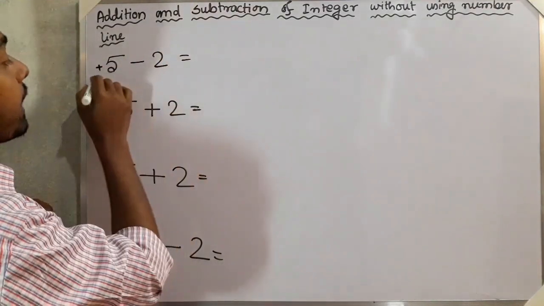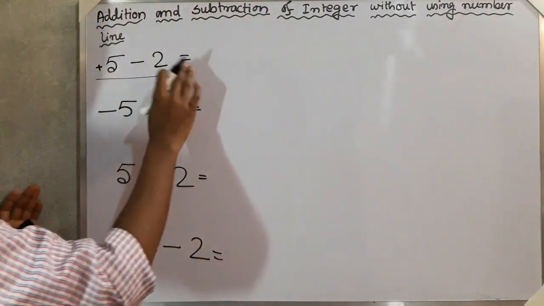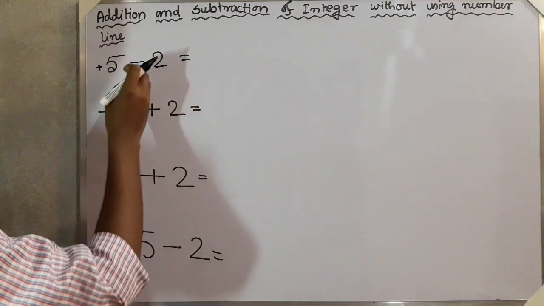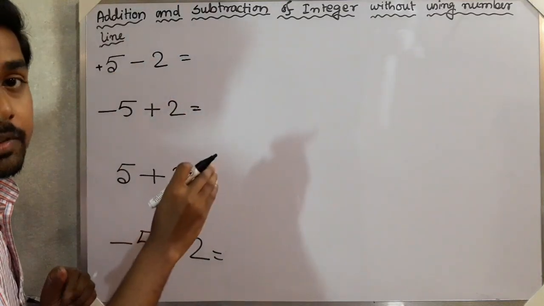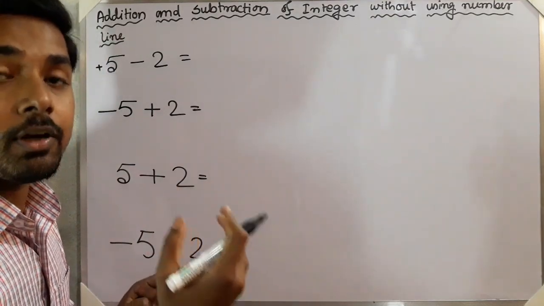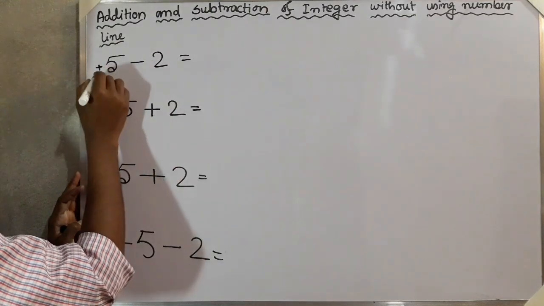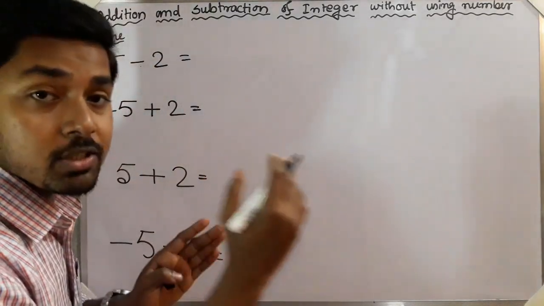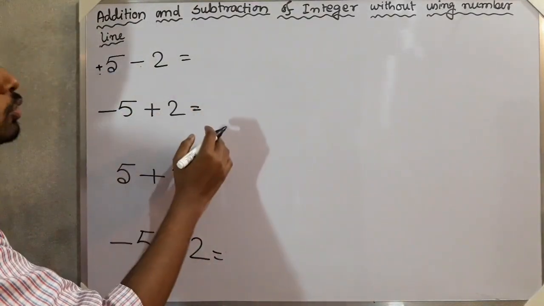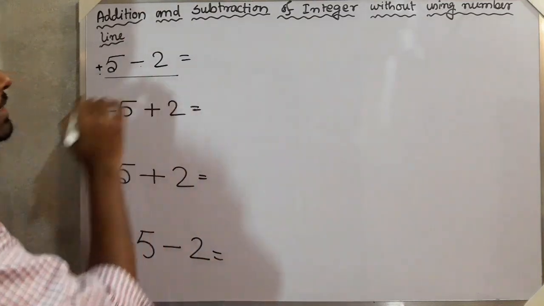So how do we calculate these numbers? First of all you have to multiply the signs that they have in front of them. So multiply the signs first: this plus and this minus. Plus into minus equals what? Minus. That means we have to do minus here.